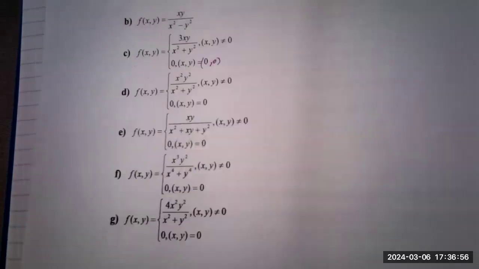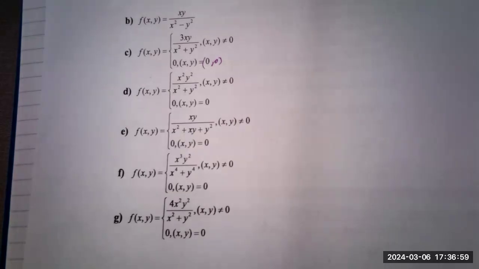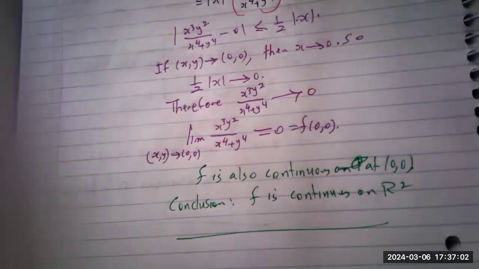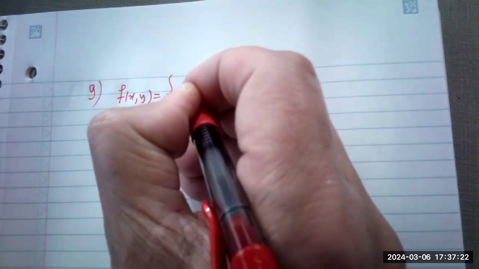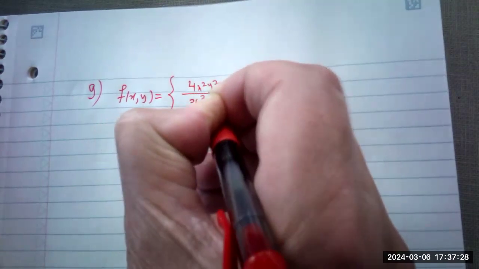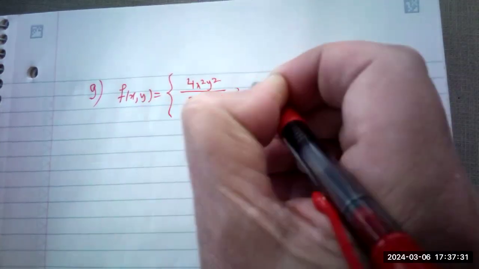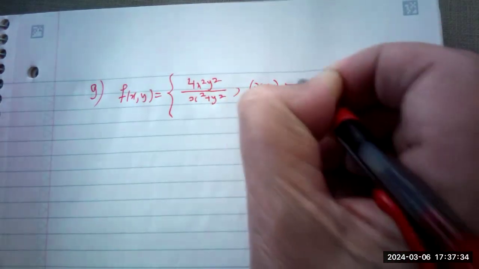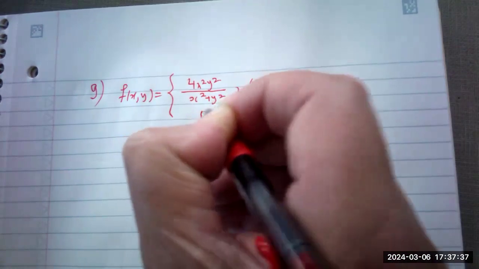Maybe this is in your book, but check it. I never checked, but it's an easy problem, so there is a reason I put it over here. As is, nothing to worry about. The function is f of x, y equal to 4x squared y squared over x squared plus y squared when (x, y) is not (0, 0), and the bottom one is 0.